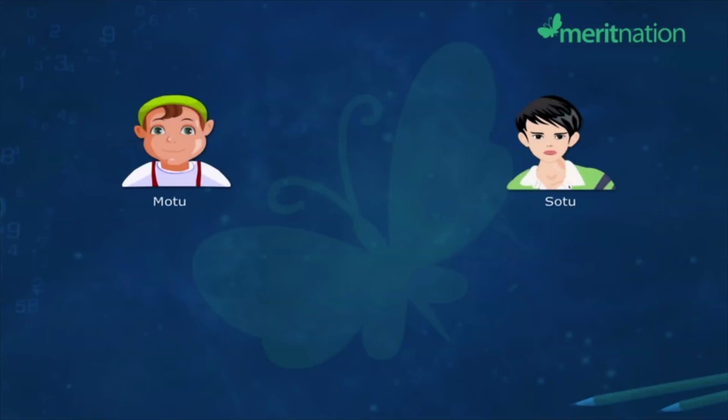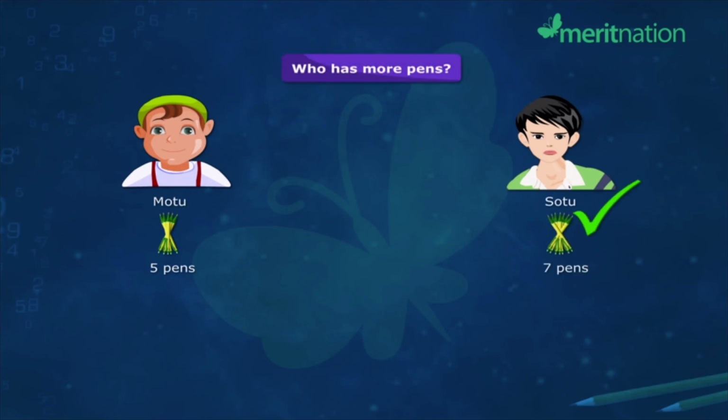You see these two boys, Motu and Sotu. Look at the number of pens that Motu has and the number of pens that Sotu has. Who has more pens? Now, that's a very simple question. But how did you find the answer? Yes, you compared the number of pens that they had.